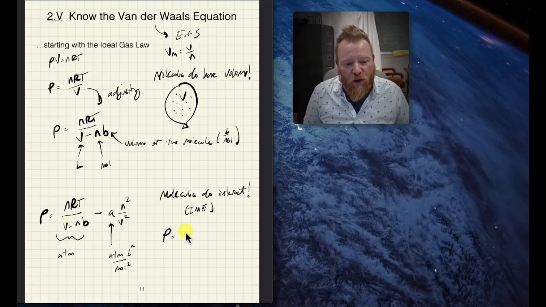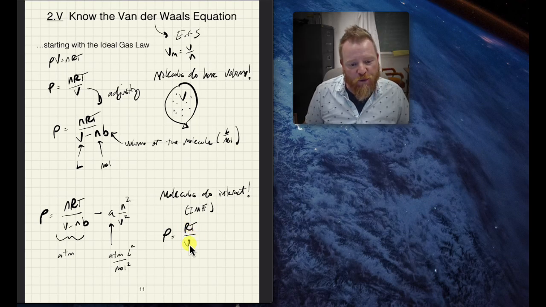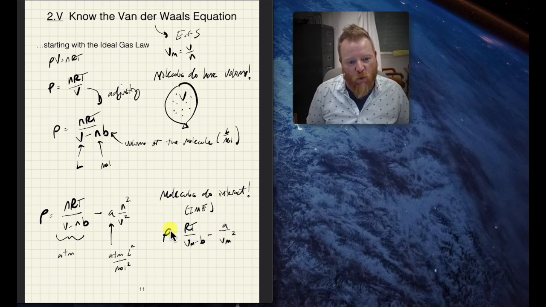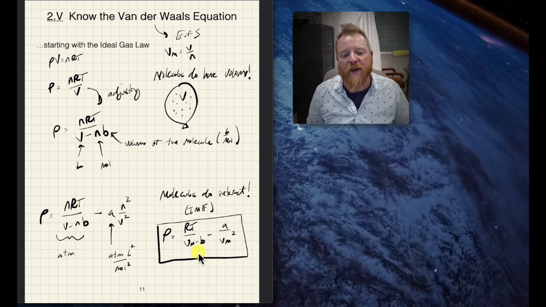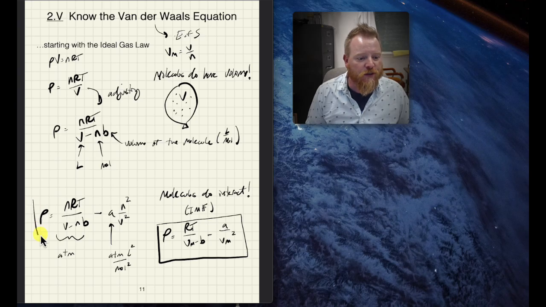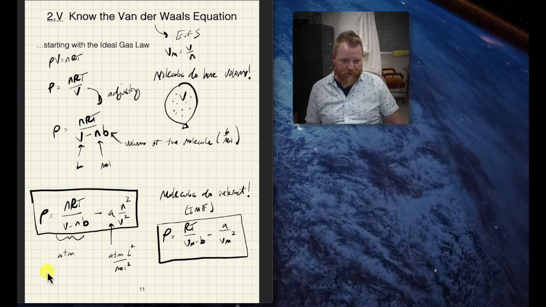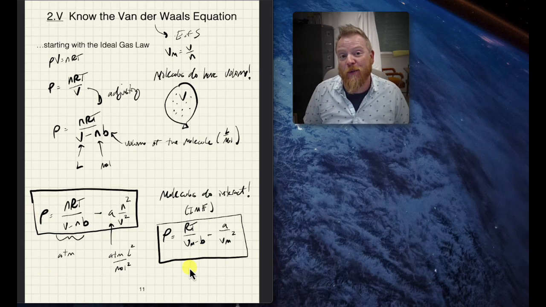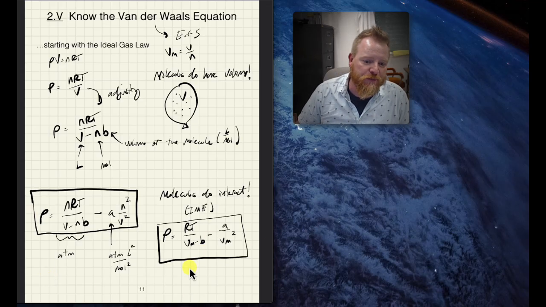And so I can also write the van der Waals equation as the following: P = RT/(Vm − b) − a/Vm², where now that number of moles has just been absorbed into that Vm quantity. So either version of this equation works. And I think the one that has slightly fewer variables is just a little bit easier to use.